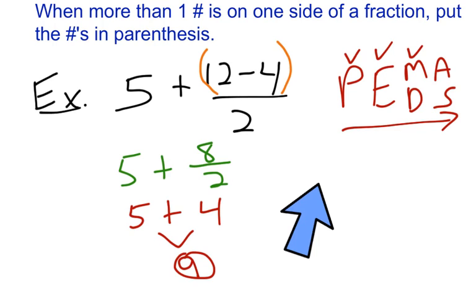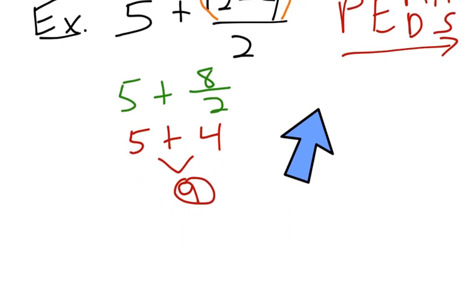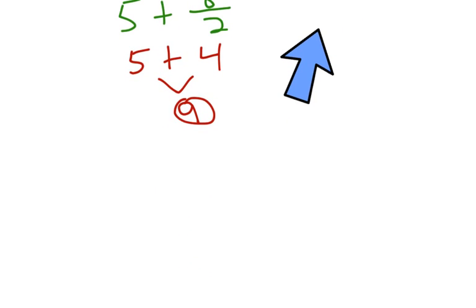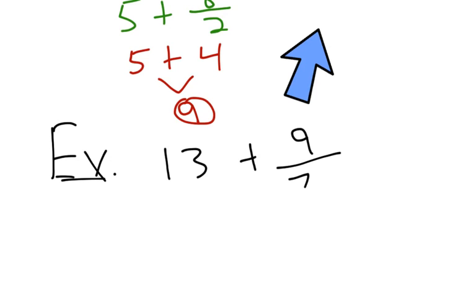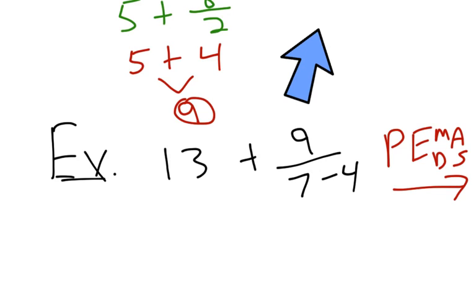Okay, now you try one. Let's do 13 plus 9 over 7 minus 4. And remember, we're going to use PEMDAS and check off each one as we go. So go ahead and try that. Pause the video, and then you'll see the solution.